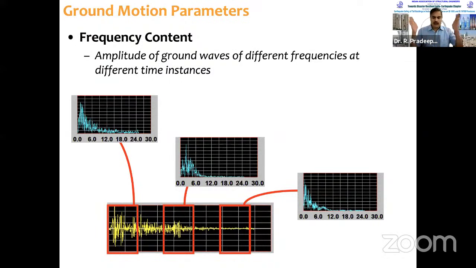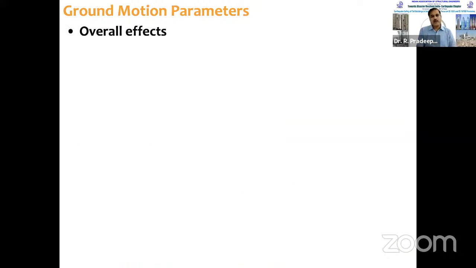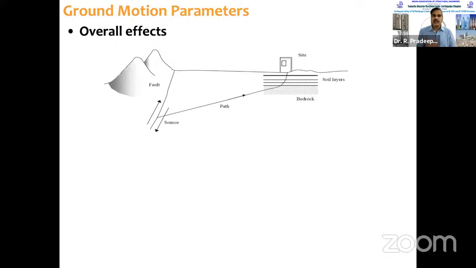Or we take the whole time series, take the fast Fourier transform and check it. So we know what frequencies are predominant in that. The buildings which are matching with that predominant period will get affected during this. So these three parameters are very important. And these three parameters are influenced by other parameters, that is the source, the earthquake source itself, the path, and the site. These are the three things.